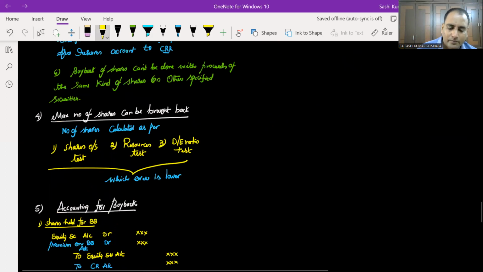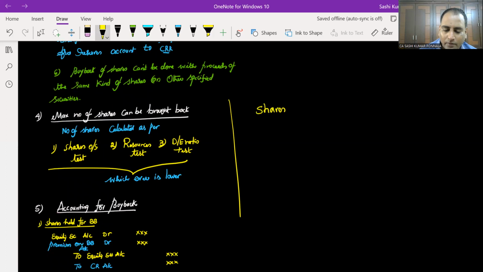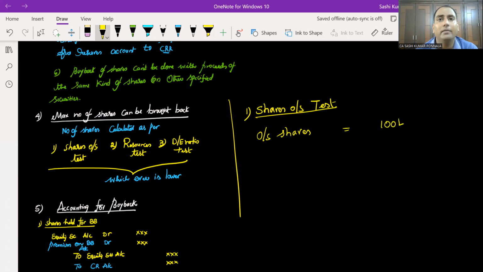First one, shares outstanding test. How many shares are there in the balance sheet? 100 lakhs. The shares outstanding test says you can buy back 25% of the shares outstanding in the balance sheet. So 25% of 100 lakhs is equal to what? 25 lakhs. As per the shares outstanding test, you are allowed to buy back shares up to 25 lakhs.